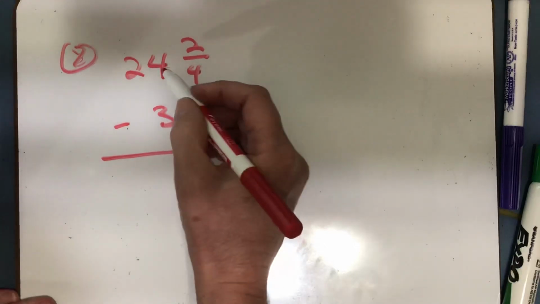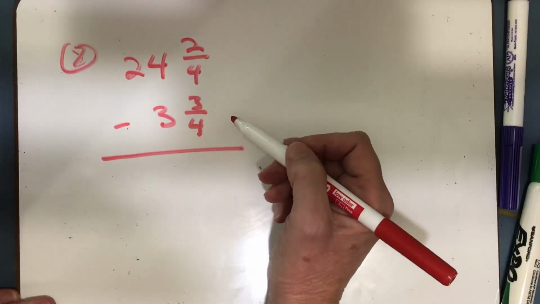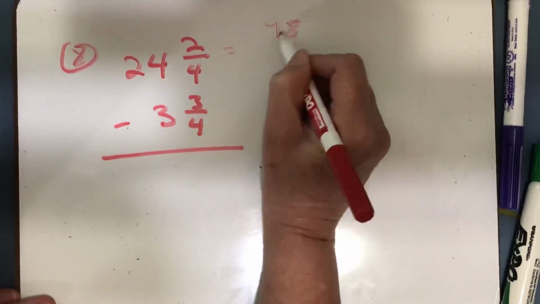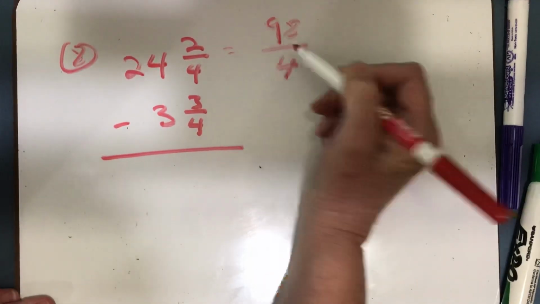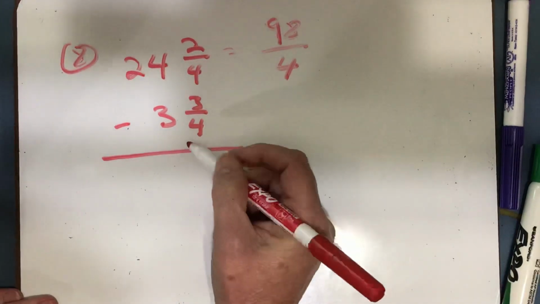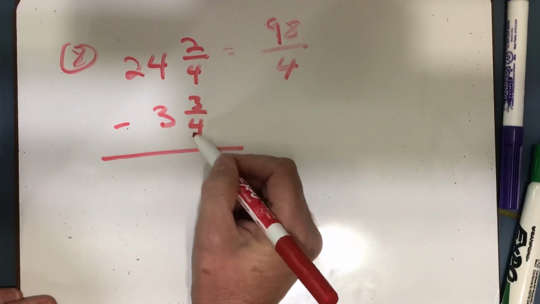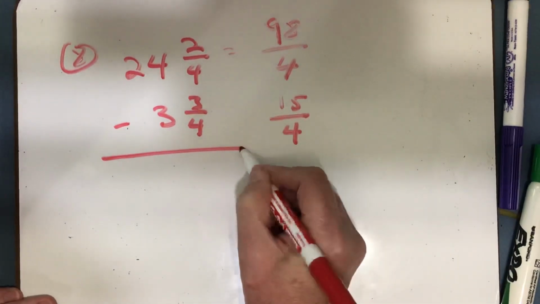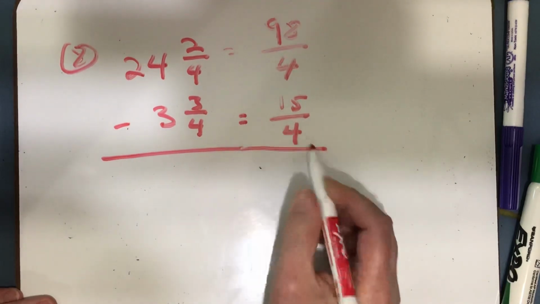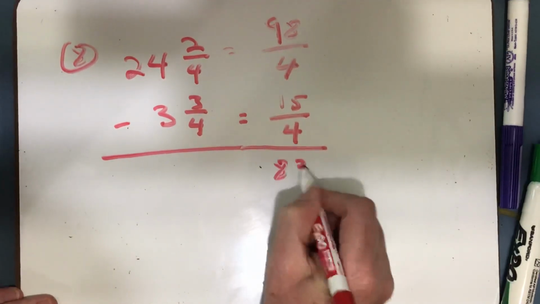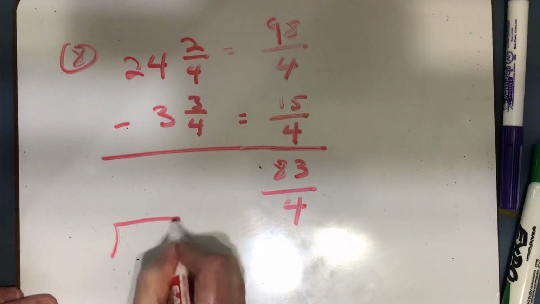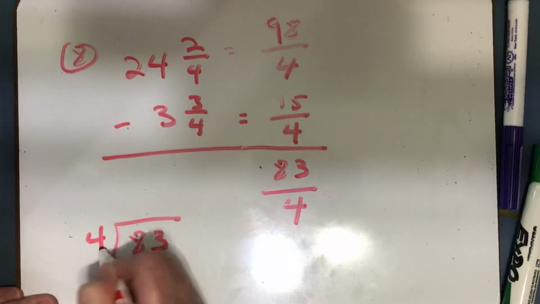So I have to multiply my whole number times my denominator and add my numerator. And when I do that, I get 98/4. All right, and then 3 and 3/4, I'm going to change this. 3 times 4 is 12, plus 3 is 15/4. So I have 98/4 minus 15/4. And when I subtract that, I get 83/4. But I want to change 83/4 into a mixed number, so I have to divide 83 divided by 4.